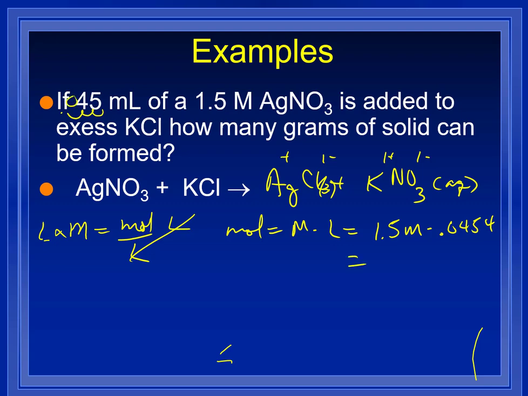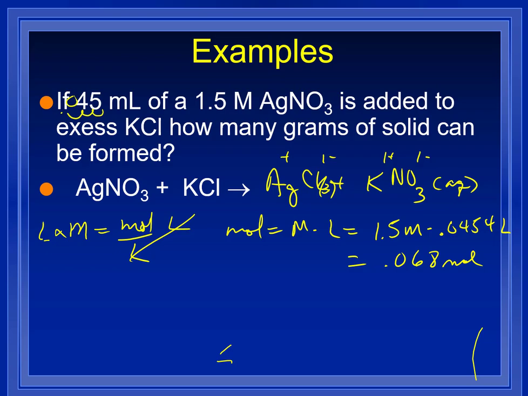And 1.5 times 0.045 is 0.068. And what units? Well, molarity is moles over liters, so I'm going to be left with just moles. So moles over liters times liters gets rid of liters. Okay. Now I've got moles.